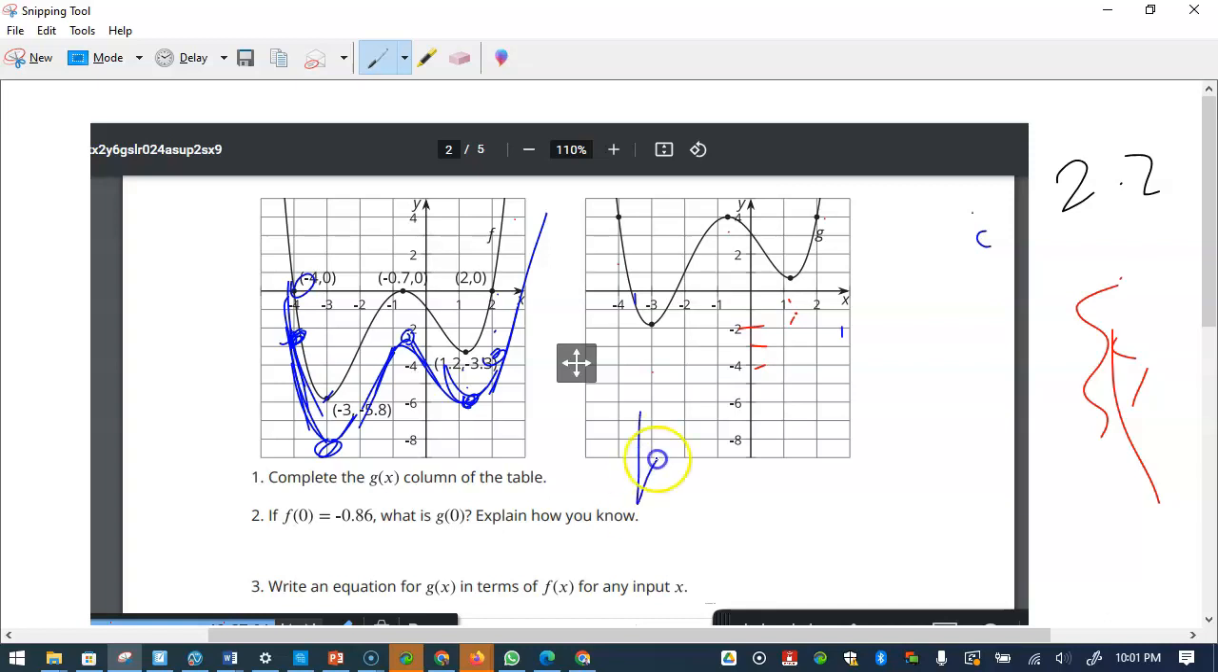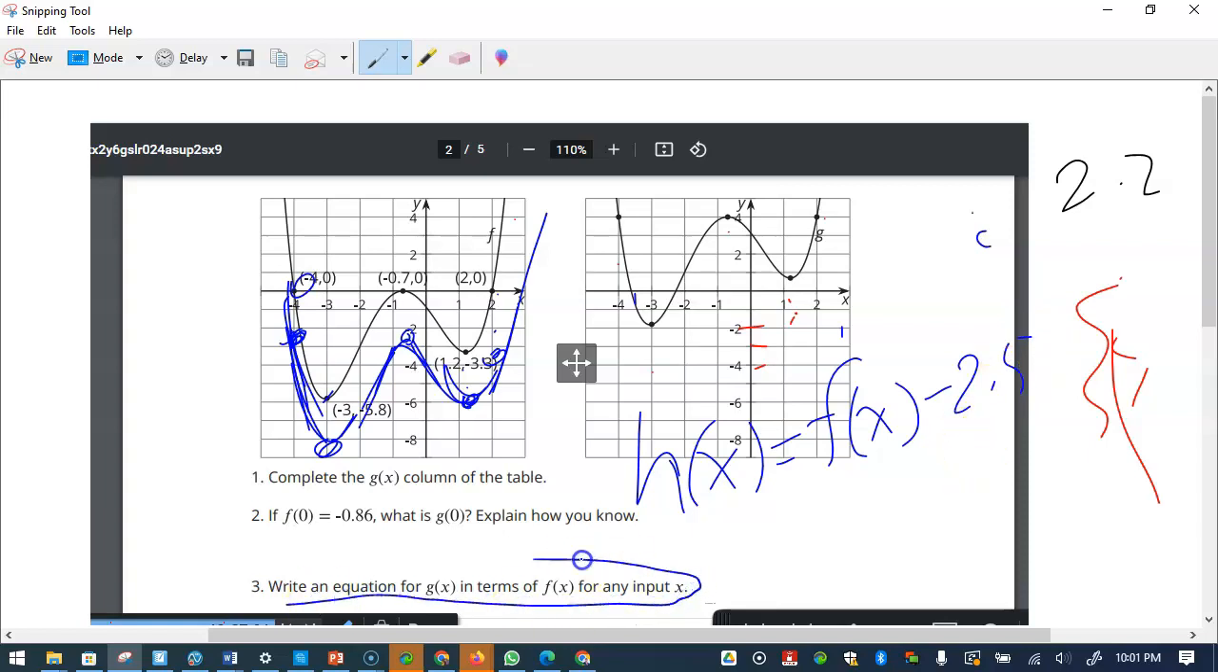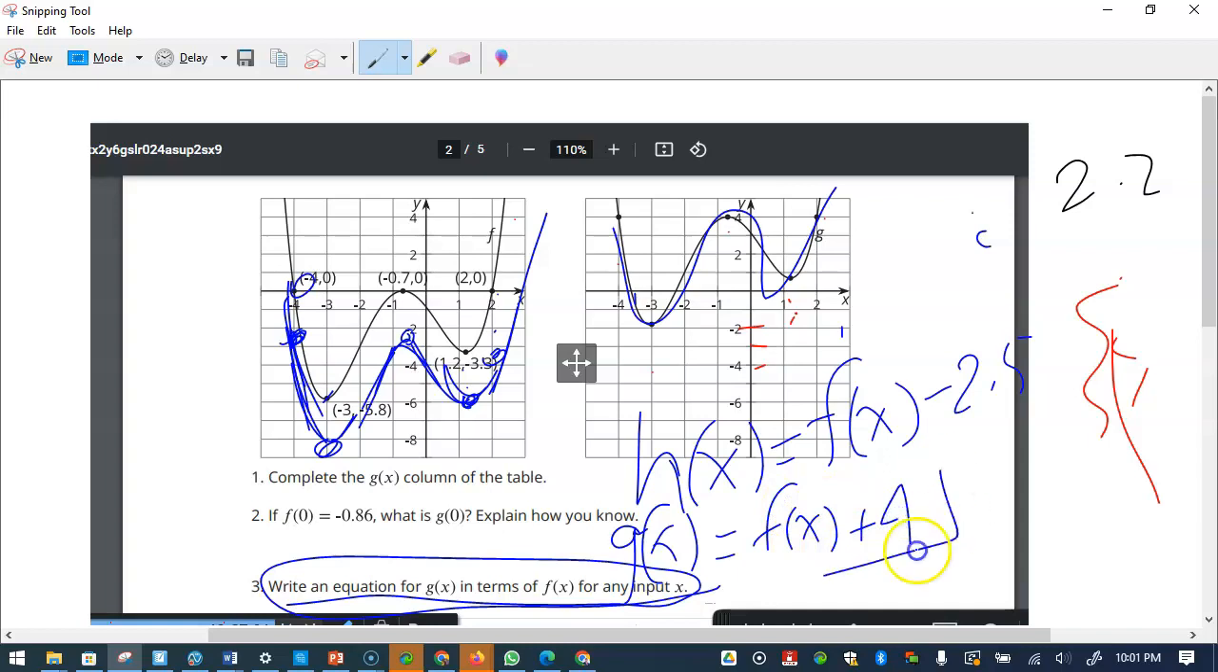So the goal is here: h of x is the new function, the original function was f of x, and you put -2.5. That's the understanding of how this works. Write an equation of g of x. This we did: this graph was the original graph, and you add +4 to it. That was the answer over there. Let's move on to sketch also, next is 2.3.